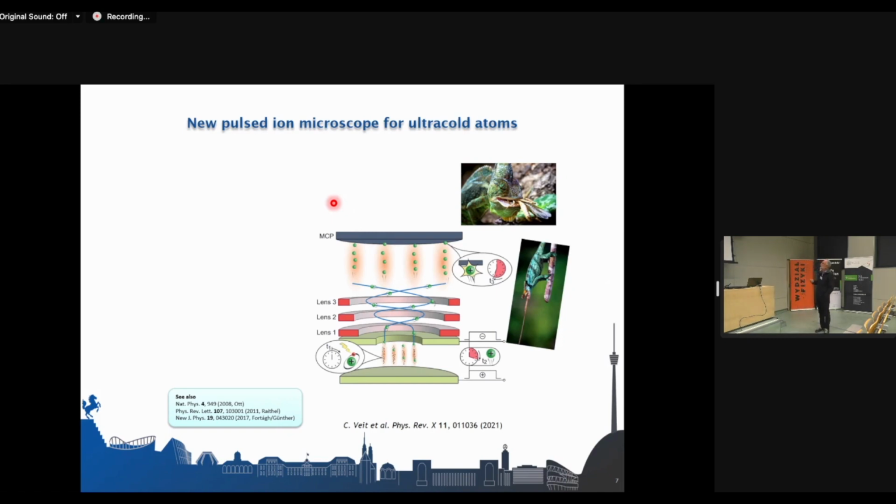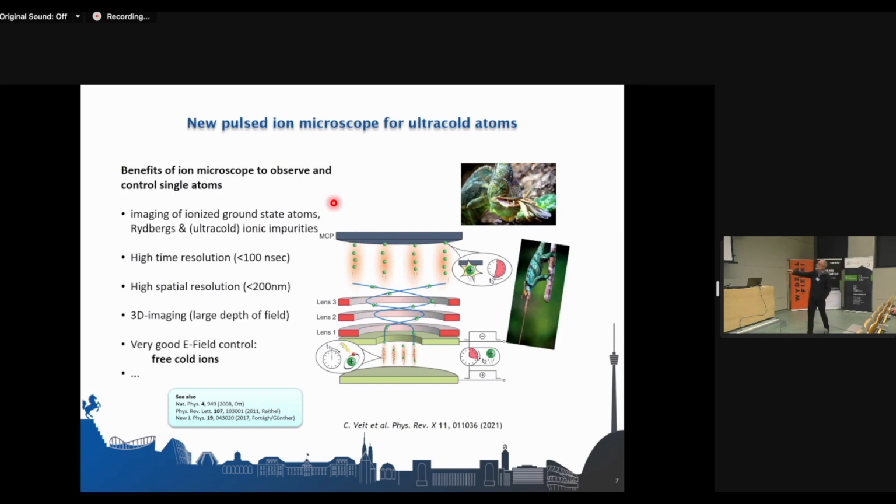Okay, so this is just summarizing this device: spatial resolution 200 nanometers or less, time resolution certainly much better than 100 nanoseconds. This time information is actually able to give you information about the third dimension. So in principle, it's a 3D imaging device. Okay, good.